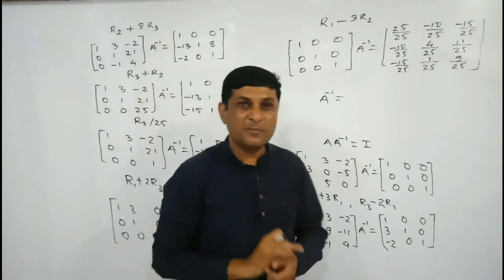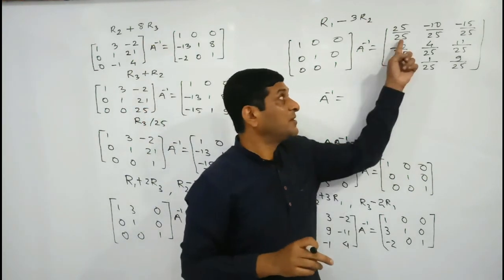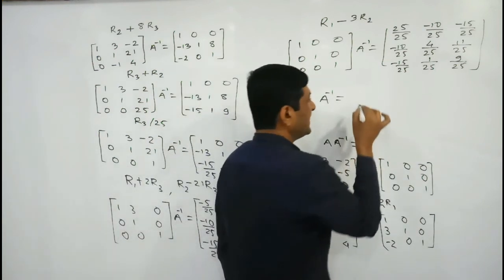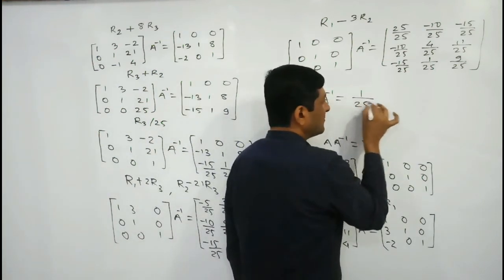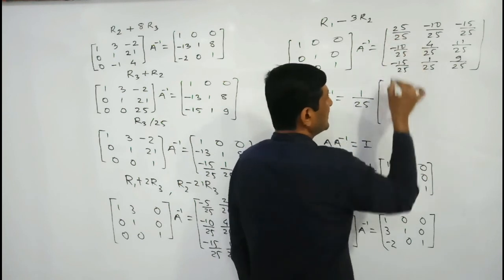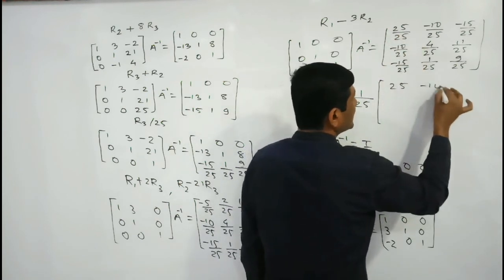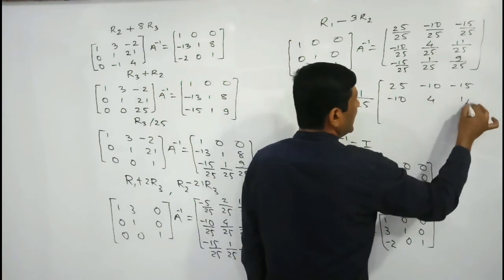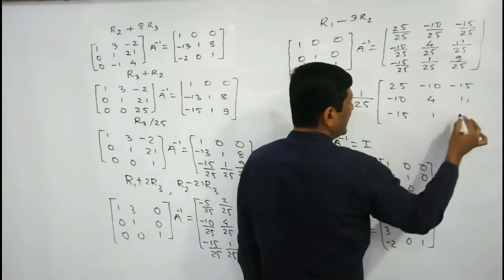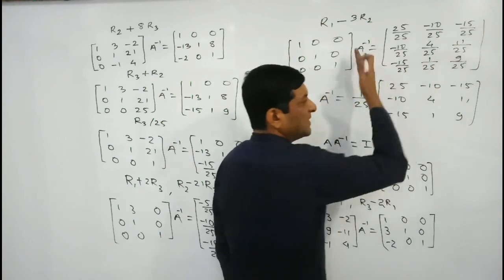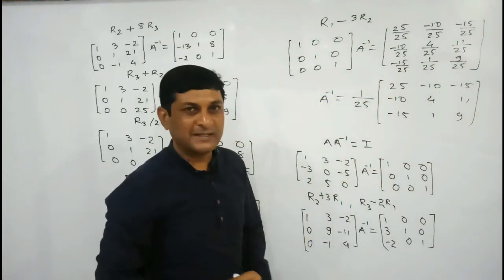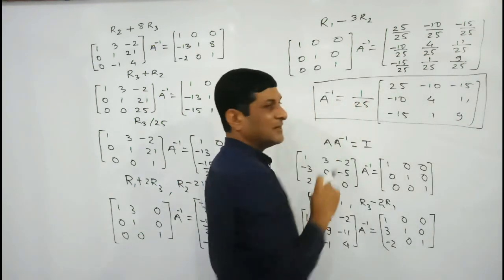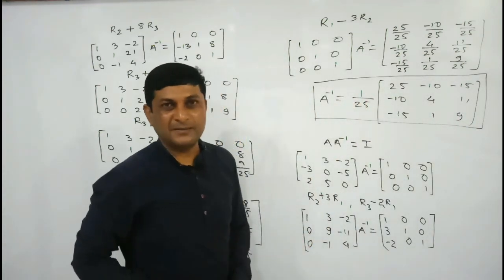If you observe, the denominator of every term is 25. So if we take 1 by 25 common from all the elements, let us see what we will get. If we take 1 by 25 common, the remaining terms are 25, minus 10, minus 15, so minus 10, 4, 11, minus 15, 1, 9. We have simply taken 1 by 25 common from all the terms. So in this way we have got the inverse of a matrix applying the row transformation method.